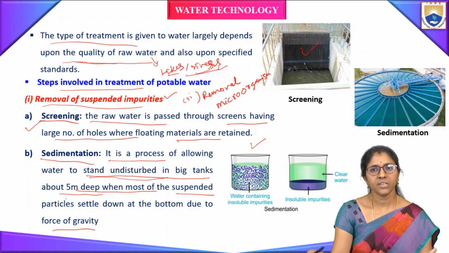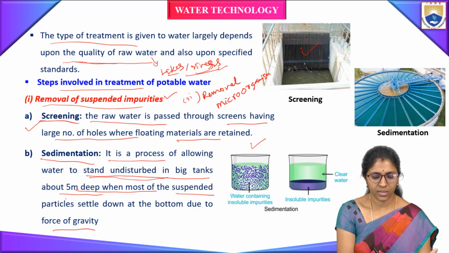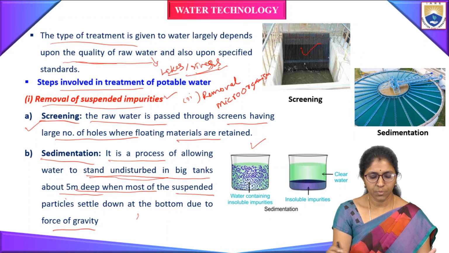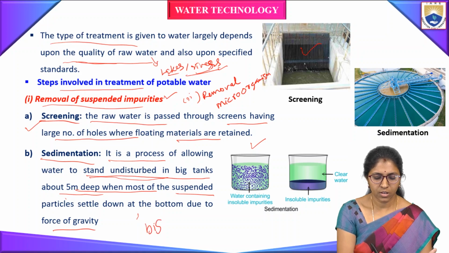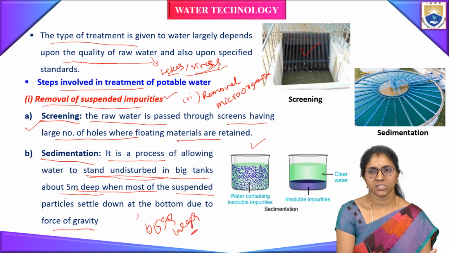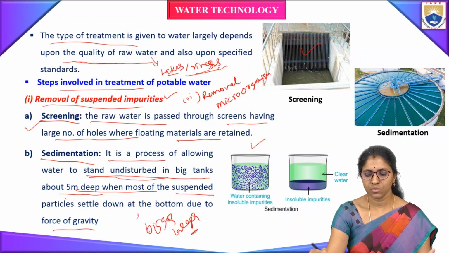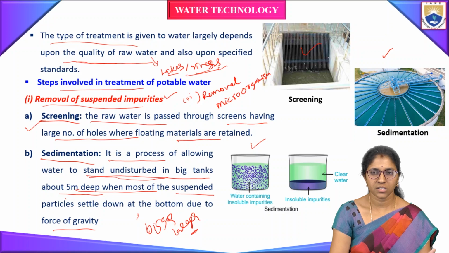So we can remove the suspended impurities easily by the sedimentation process. Due to this sedimentation process, we will remove the larger or bigger suspended impurities from the water. So this is the sedimentation process, in which the water is kept undisturbed.